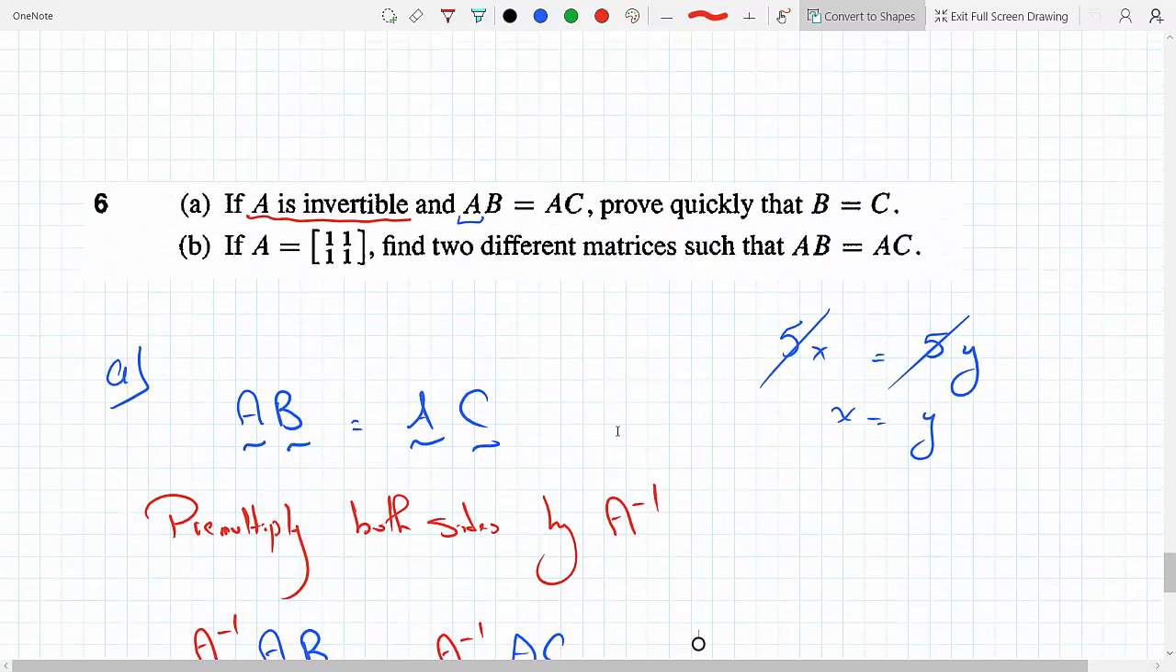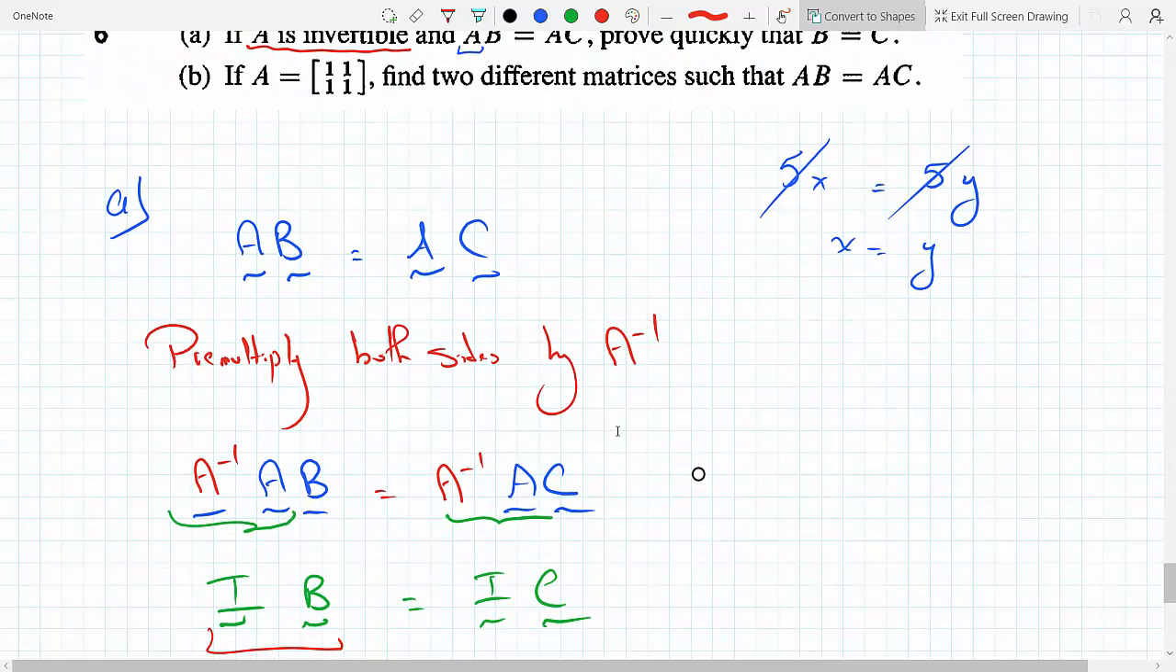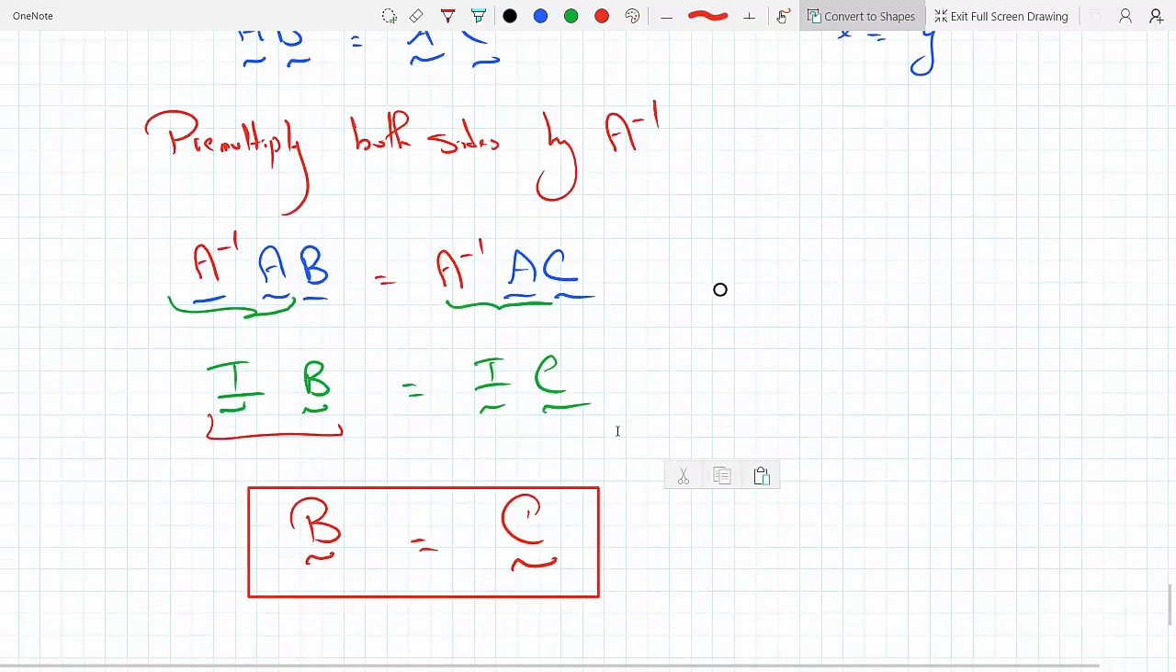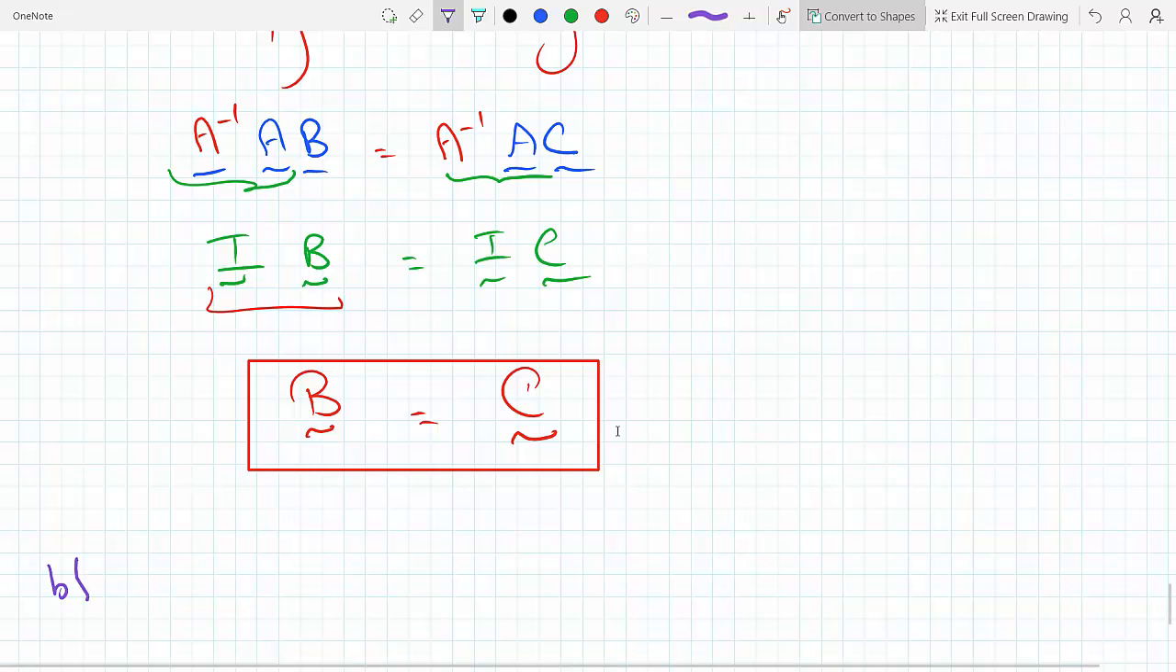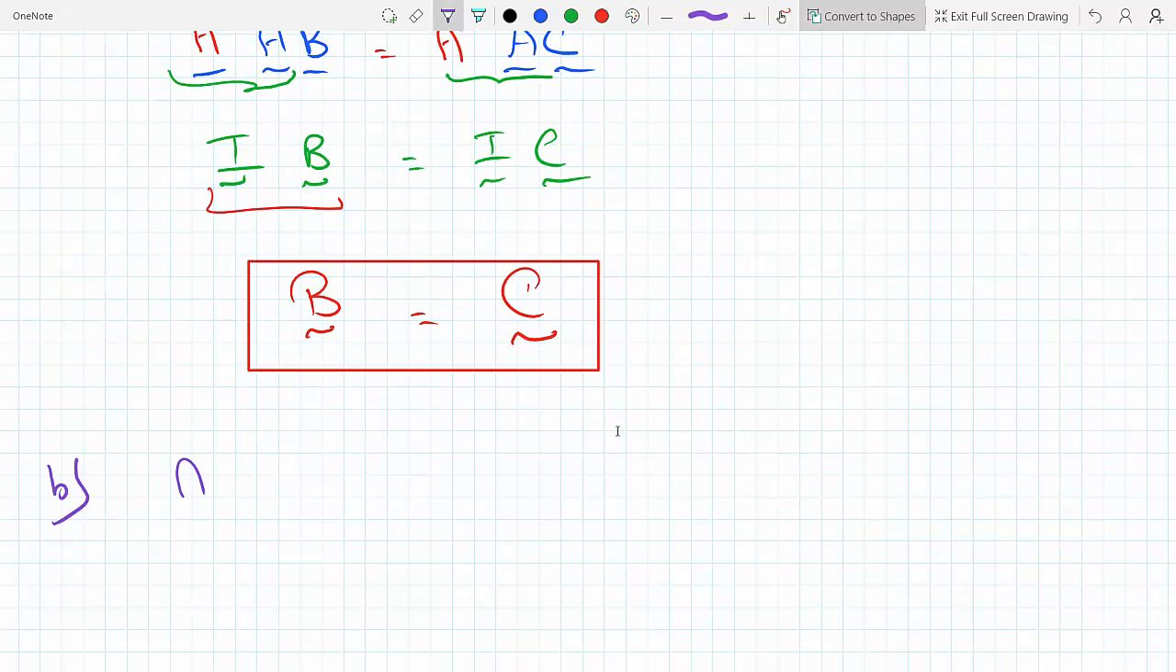Okay, so for part B, let's see how we will be able to find two different matrices where AB equals AC if A is not invertible. So we have AB equals AC. This is the condition we need. These are all matrices, of course. I could move AC to the left. At this point, I'll stop putting these dashes just to save time. We know that all these are matrices.